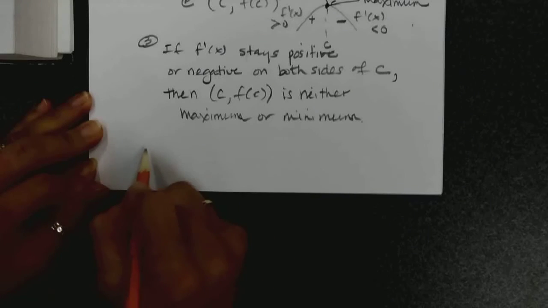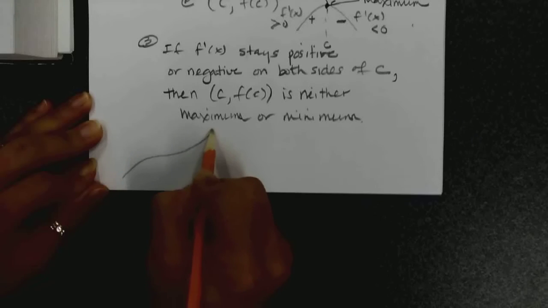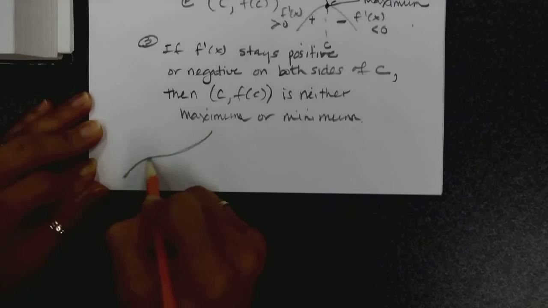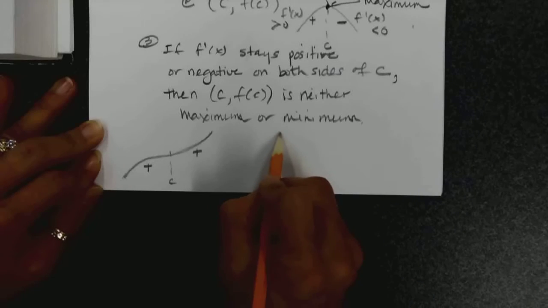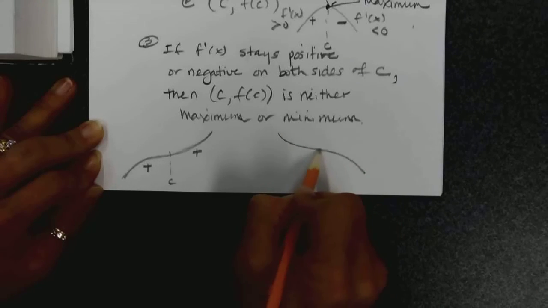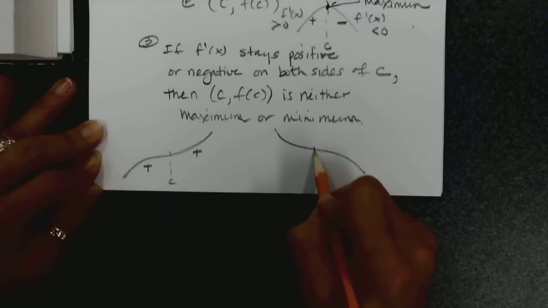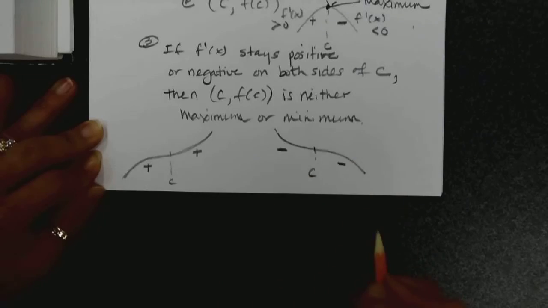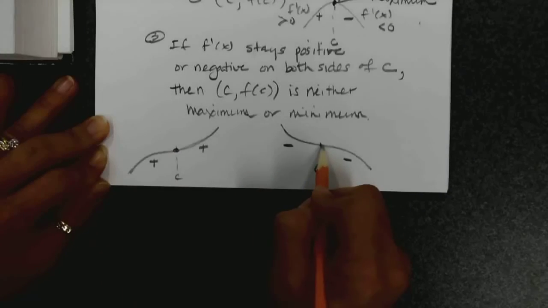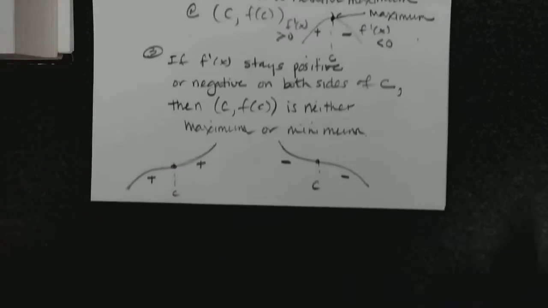So here's a graph. If I had a graph that goes like this, so here's c, well, slope is positive, slope is positive. This is neither a maximum or a minimum. If I had a graph that goes like this, and the derivative, let's say here's c, this is negative, this is negative. So this is neither maximum or minimum. Okay?